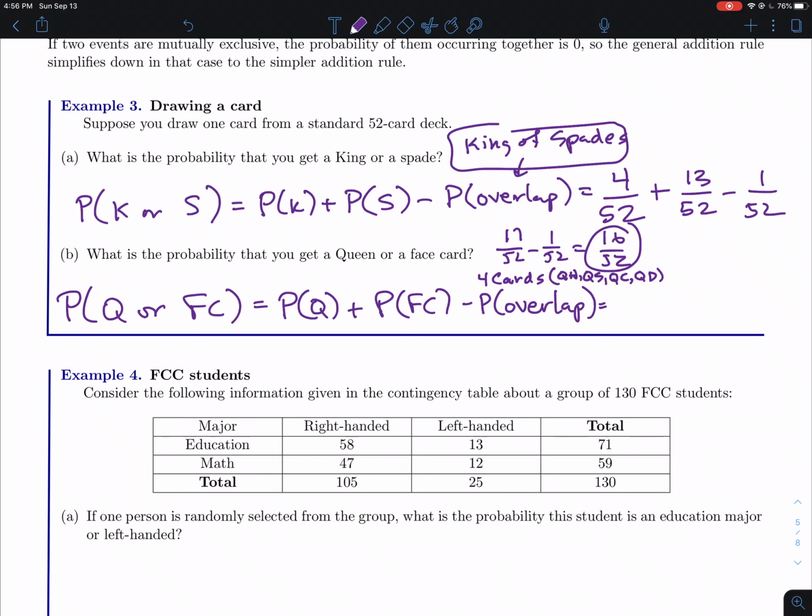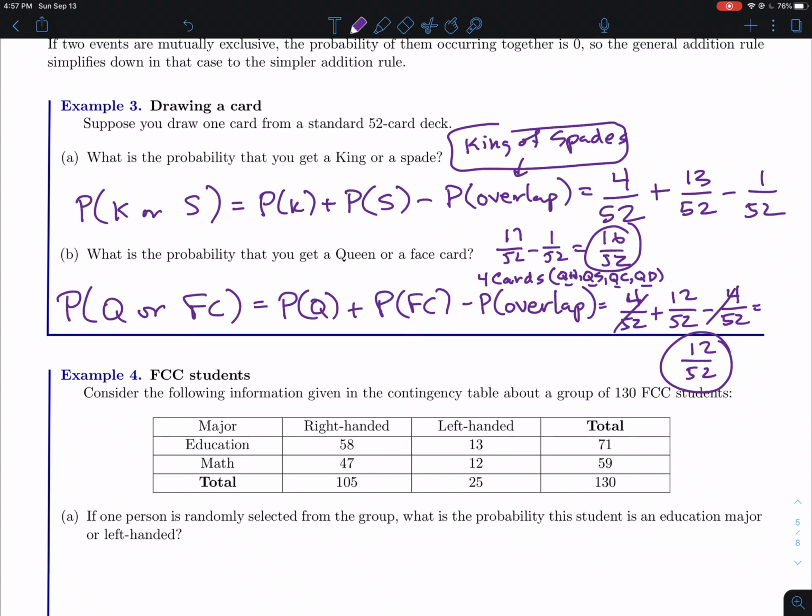So in this case, the probability of a queen is 4 out of 52, plus the probability of a face card is 12 out of 52, but then minus any kind of overlap, which is all those queens: the Queen of Hearts, Queen of Spades, Queen of Clubs, Queen of Diamonds. When we combine these together, basically the queens just cancel out, and we end up with 12 out of 52 in that case. All right. Does that make sense using the tables and stuff like that?